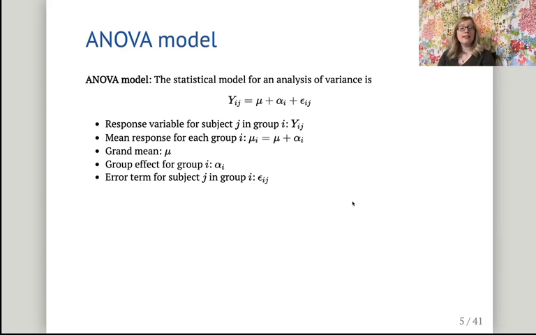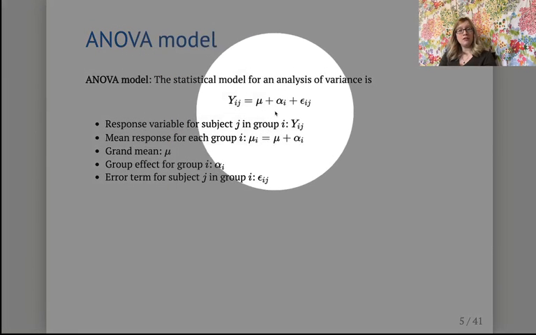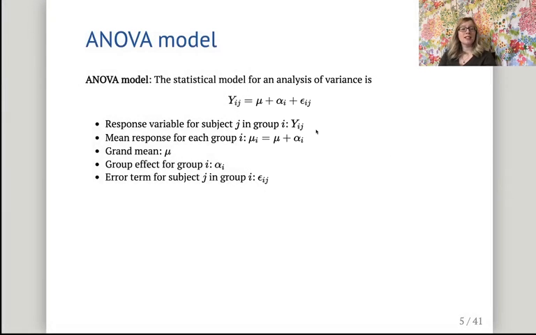Now, we can write this analysis of variance technique as a statistical model, as a way to describe how each of the observations in our data set were actually generated. So here's what this model looks like. The ANOVA model is y sub ij equal to mu plus alpha i plus epsilon sub ij. The y represents the response variable, my observed value for subject j in group i.